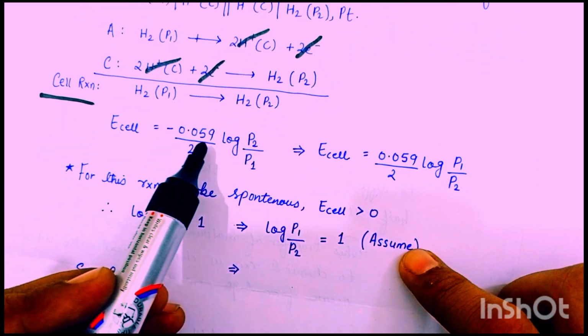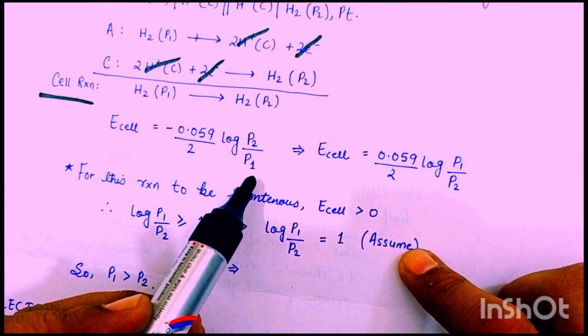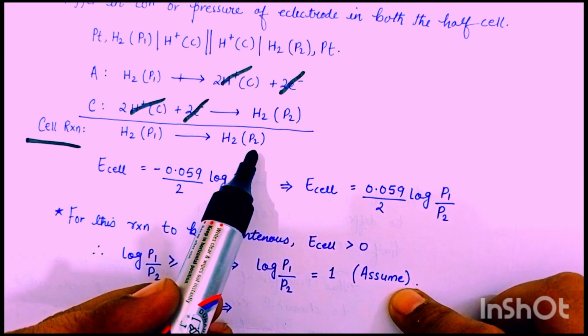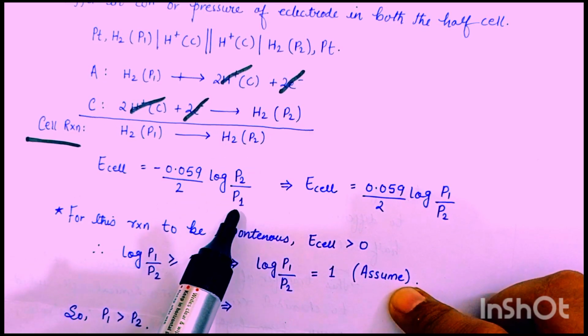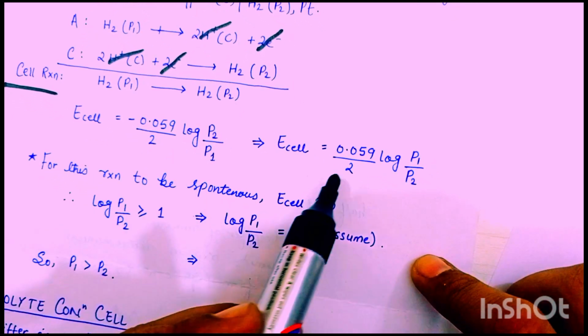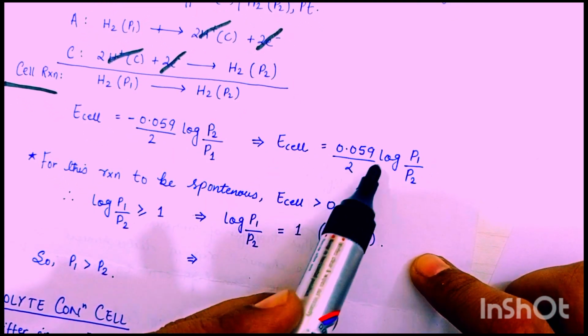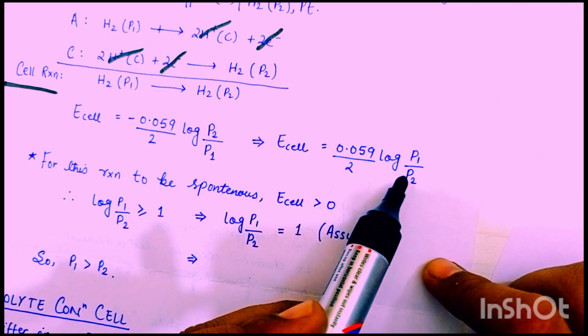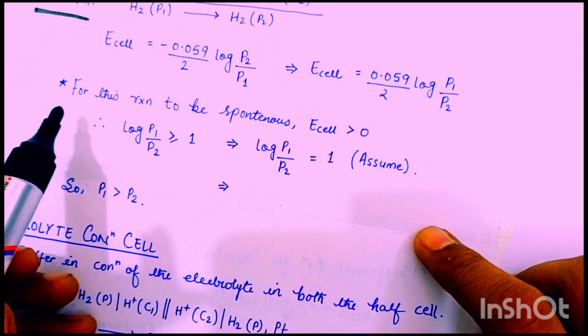Okay, E cell is equal to minus 0.059 upon 2 log product upon reactant, and the product is H2 at pressure P2 upon P1. And if we remove this minus sign, the log gets reversed. E cell is equal to 0.059 upon 2 log P1 upon P2.